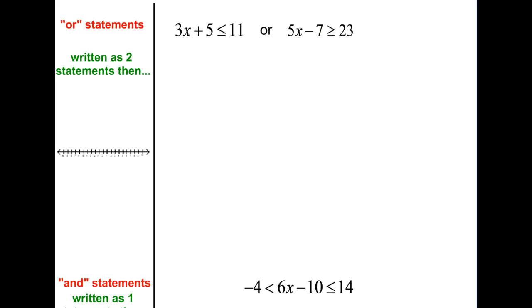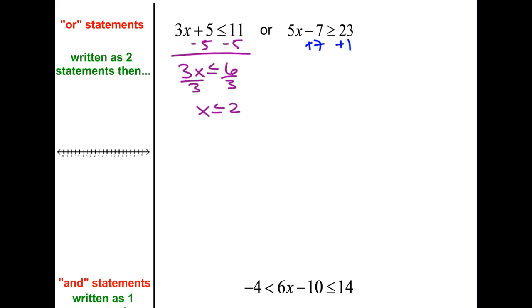Now let's try some compound inequalities where we actually have to solve them first. So you guys can tell this is an or statement because it has the word or written in there, and it's written as two separate inequalities. So I need to solve each inequality separately here. So first thing I need to do is -5 on this one, and we'll get 3x is less than or equal to 6, divide by 3, x is less than or equal to 2. That's our first piece.